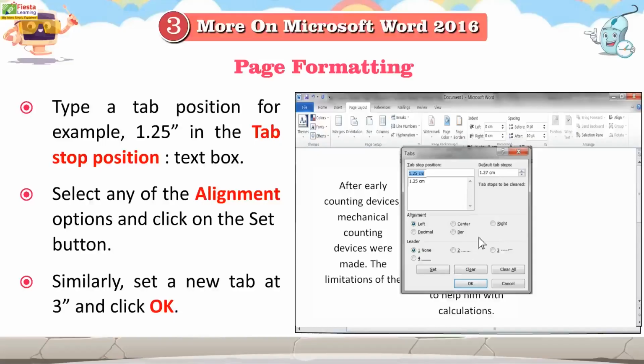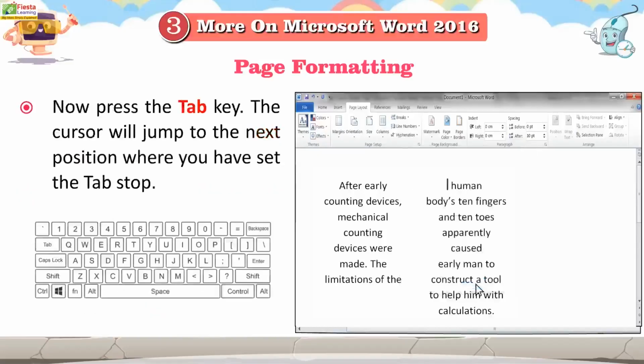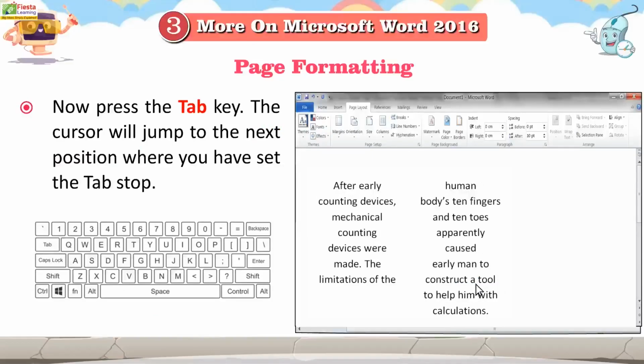Similarly, set a new tab at 3 and click OK. Now press the Tab key. The cursor will jump to the next position where you have set the tab stop.